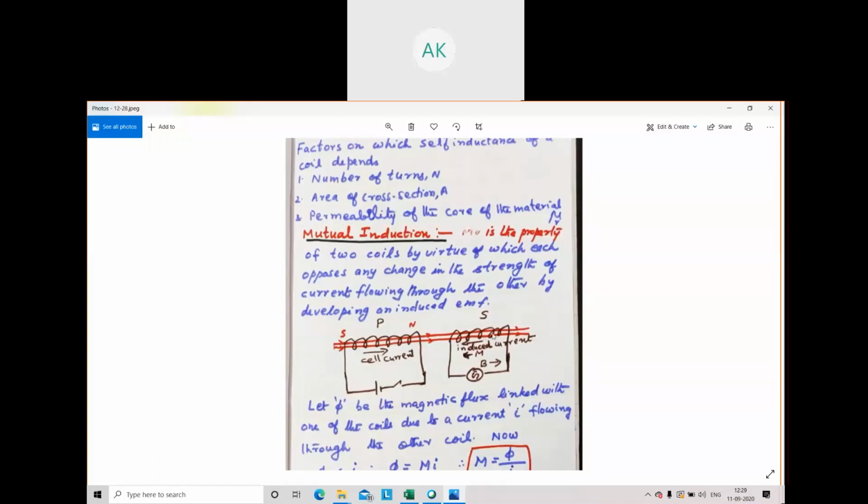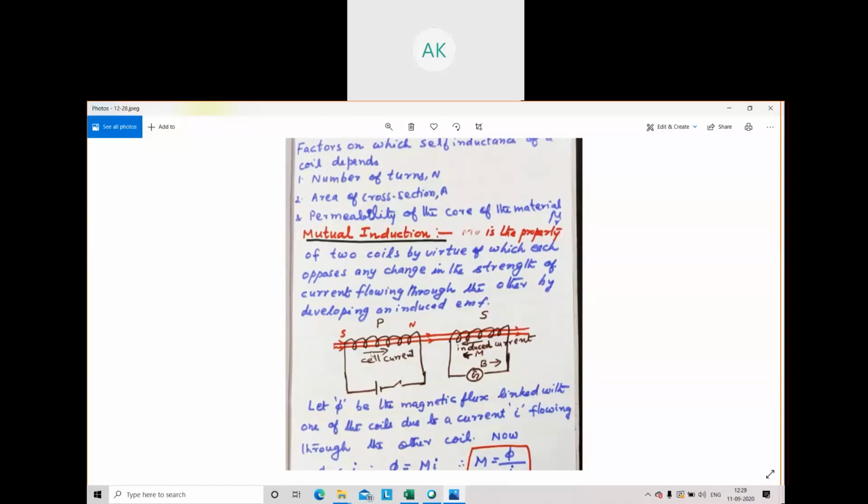If it is kept in this manner, one over the other, the flux linkage will be maximum. But even though you are not keeping it one over the other, the magnetic flux also links with the secondary coil. If it is kept in this manner also, field lines are linked with the secondary coil.